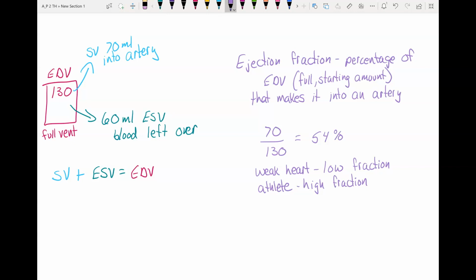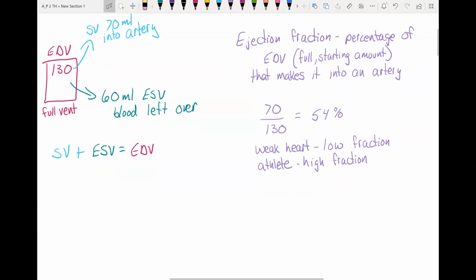Also think about variations in activity. Think about when you have sympathetic stimulation. You know how your heart pounds when you have a fight or flight reaction? Well, when your heart is pounding like that and contracting more forcefully, you're going to have a higher fraction. So remember, sympathetic makes you have more force in your contraction, and that more force will give you a higher ejection fraction.